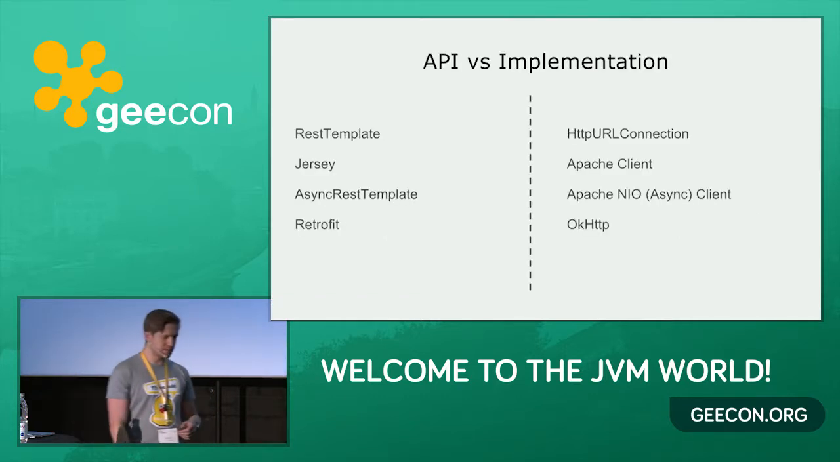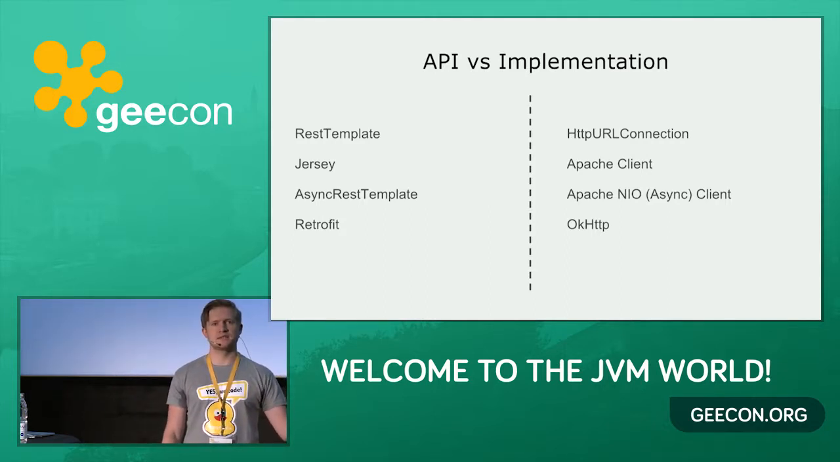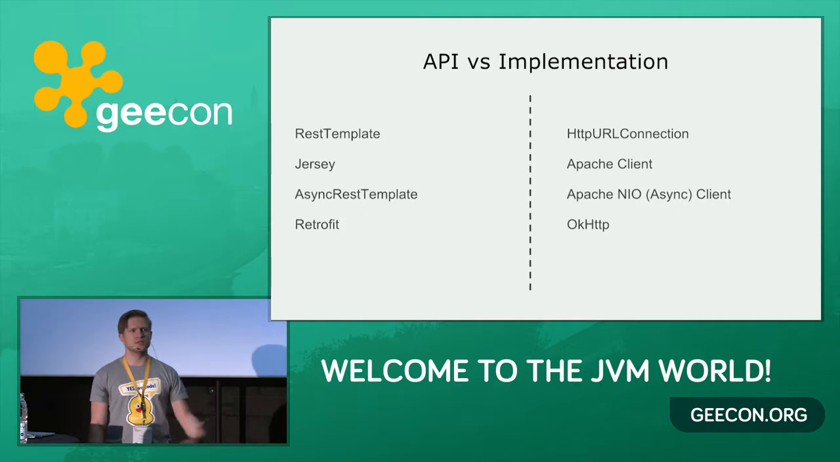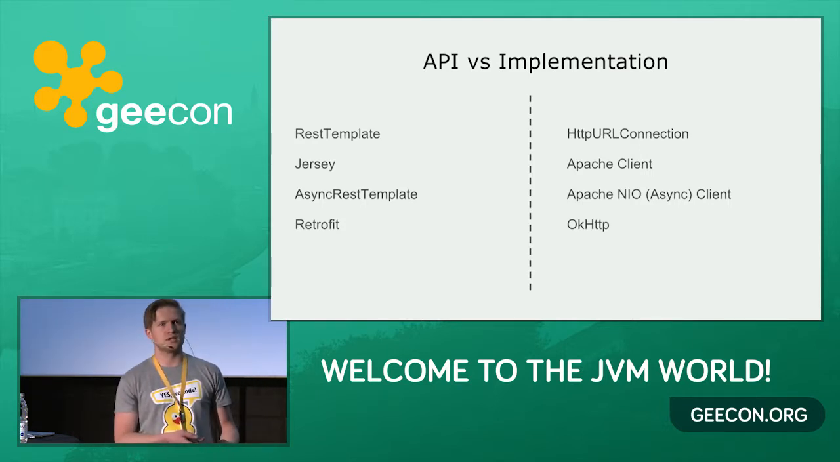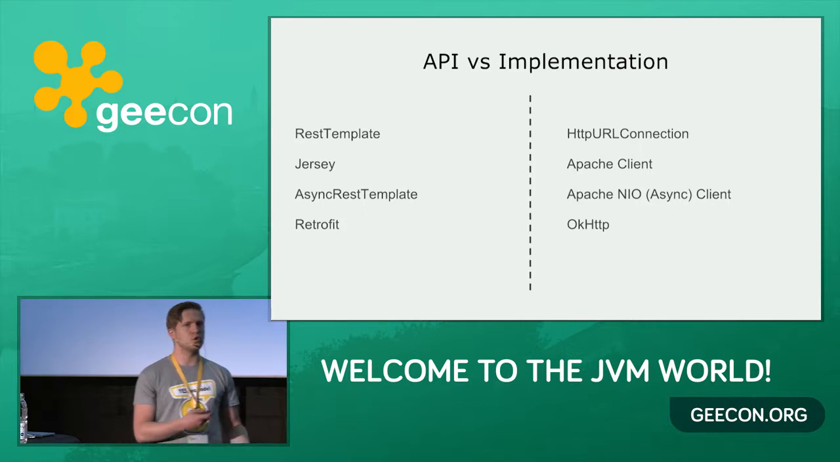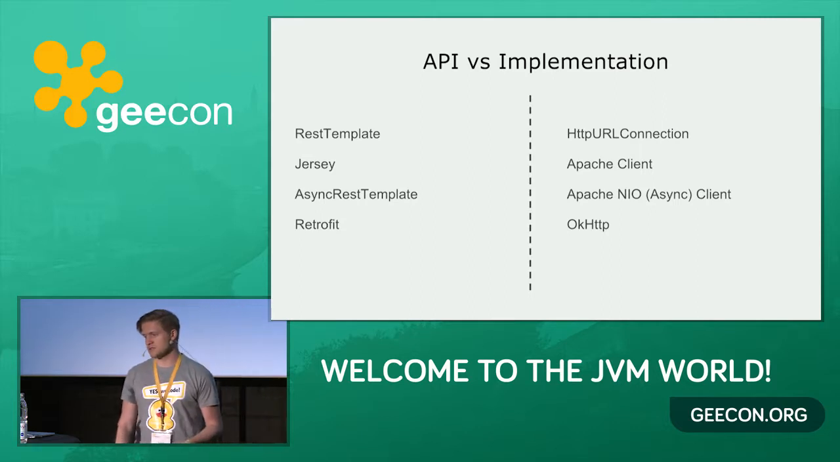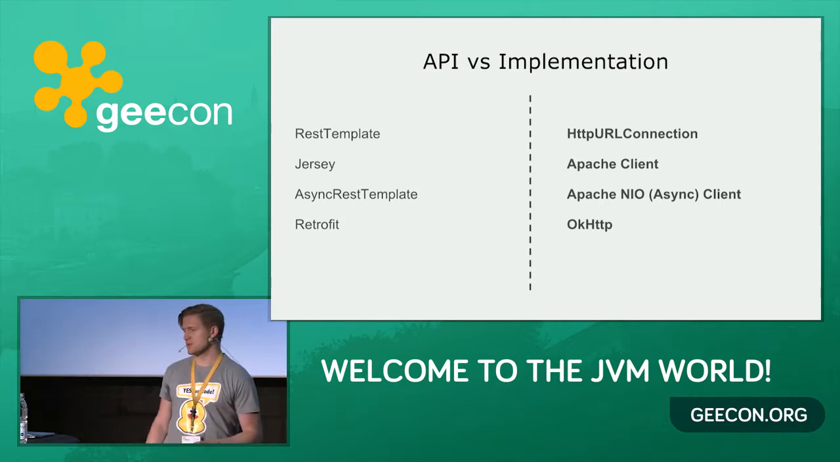So this is the distinction I'm making here. On one hand, we have the APIs. The APIs are the things that we interact with that make our life easier. And actually, all they do is add some layers of abstraction. While on the other hand, we have the implementations. These are the guys that do the hard work. And these are the guys that we should be focusing on more than we do at the moment. So we have HTTP URL connection, Apache Client, an IO client, and OkHttp. We're going to see some of them in action in a moment. So this is the important part, and we want to focus on this one.